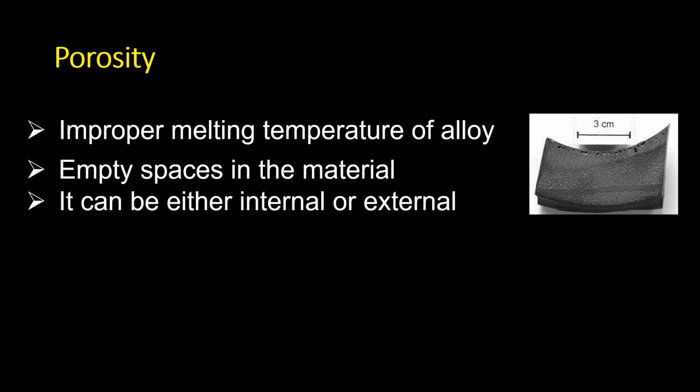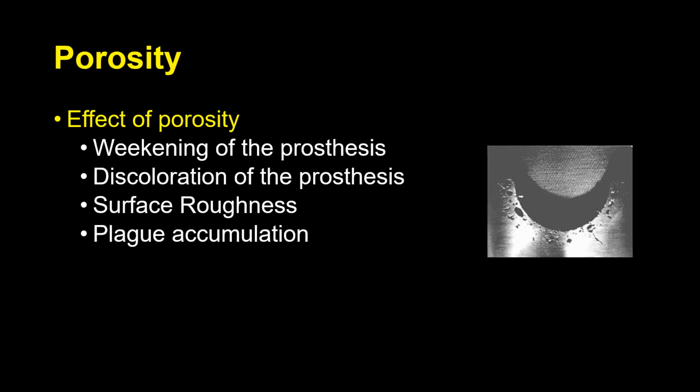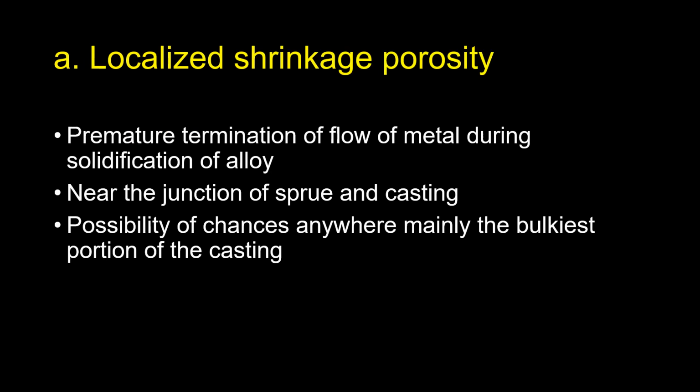What are the reasons for porosity? This may be due to improper melting temperature of the alloy, which will produce an empty space in the material. This porosity may be an internal porosity or an external porosity. As a result of this porosity, the prosthesis may be weakened, or you can see a discolored prosthesis. Sometimes it may lead to surface roughness, which leads to accumulation of plaque. There are many types of porosities, and let's see the causes and their management.